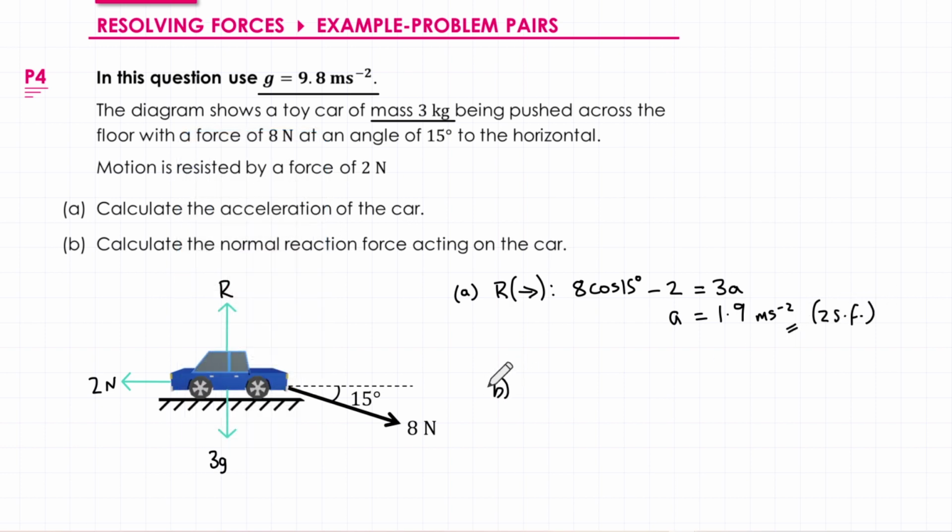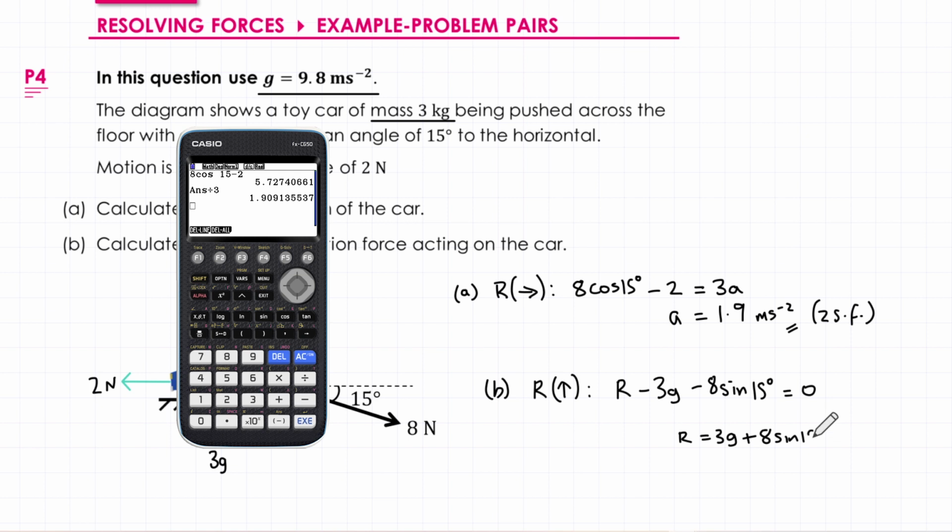For part B, we'll resolve vertically. We've got R acting upwards. We've got 3g acting downwards. And we also have a component of the 8 Newton force. We're not using the angle, so we'll be using sine. And there's no acceleration vertically, so that equals 0. Rearranging this gives us R equals 3g plus 8 sine 15. Which gives us 31 newtons to 2 significant figures.